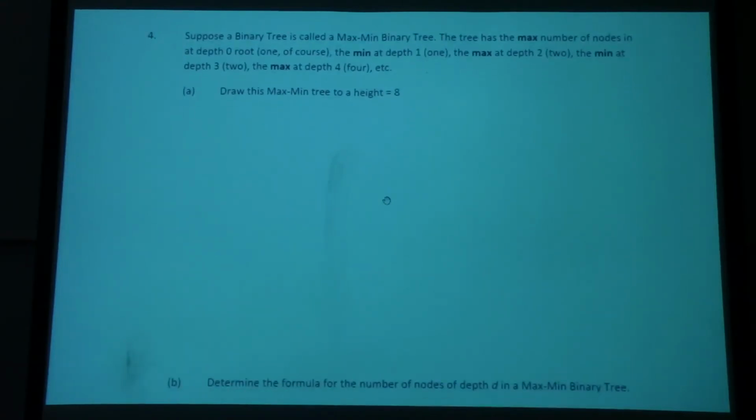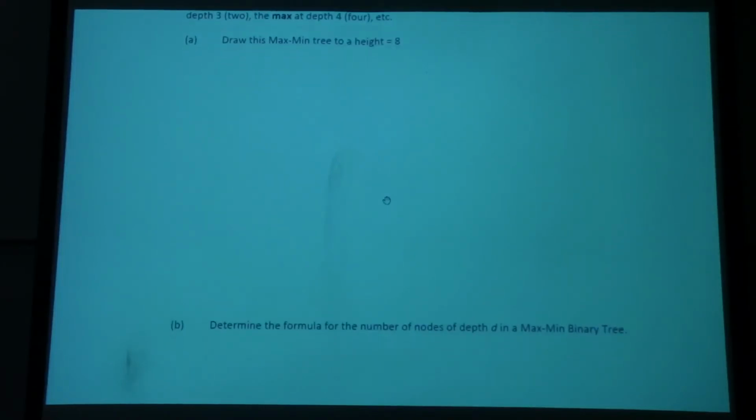Okay, so I'm asking you to draw a max-min tree of height equal to 8. Height equal to 8. What's the maximum depth? 7. What's the minimum depth? Also known as the root. Okay, so once you draw this tree, you have a picture in front of your face. And I'm asking you to determine the formula for the number of nodes at depth d in a max-min binary tree. So I'm going to say I have a max-min tree, and how many nodes are at level 17? I want you to give me a formula for that so I can plug it in and determine the number of nodes at that level. So you'll have to look at the tree and model how to get that number.